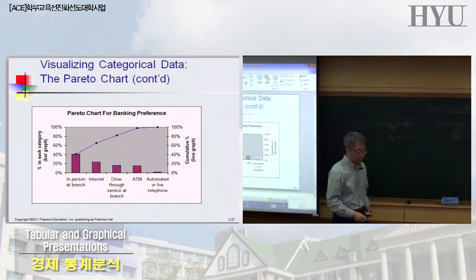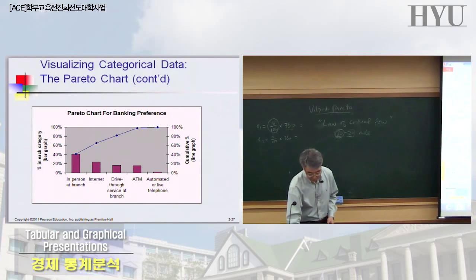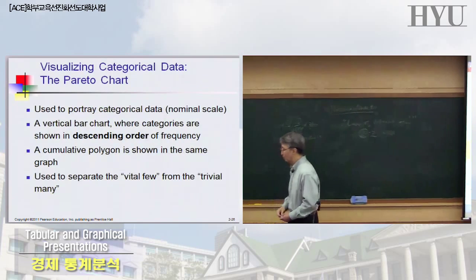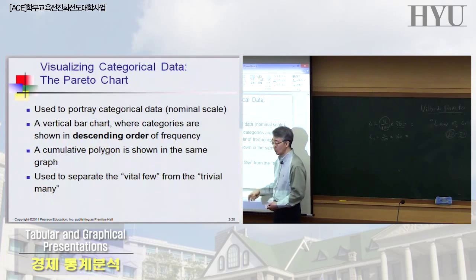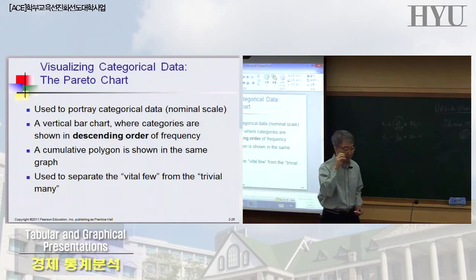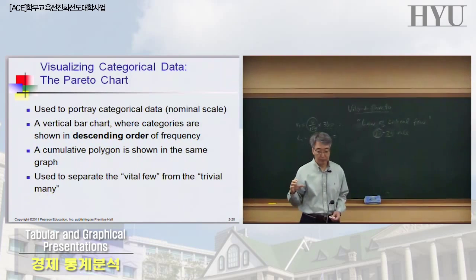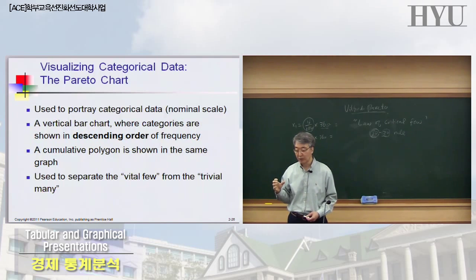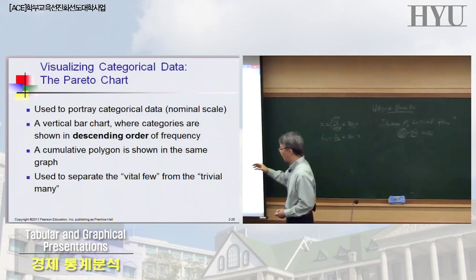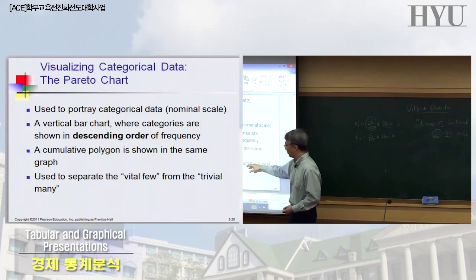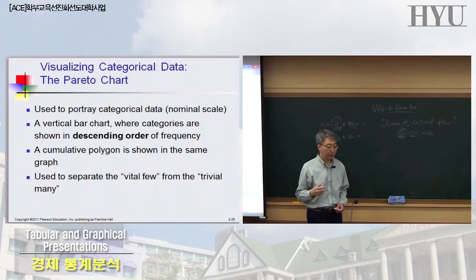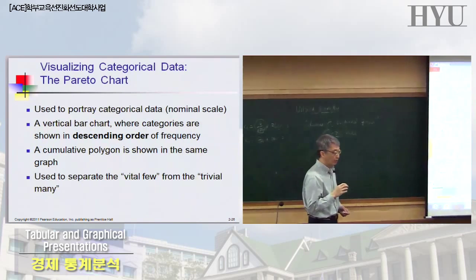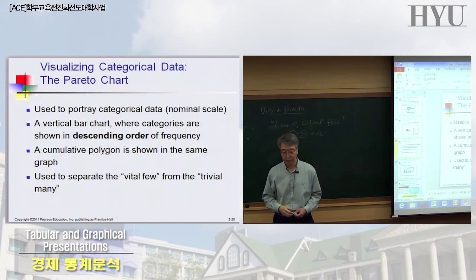First of all, we create a vertical bar chart where categories are shown in descending order. You have to sort it first, from the largest frequency to the smallest frequency. Again, the whole idea of a Pareto chart is to identify the critical few, or vital few, from the trivial many. Which categories are most important? Which categories are making the most contribution to the information we are trying to convey?